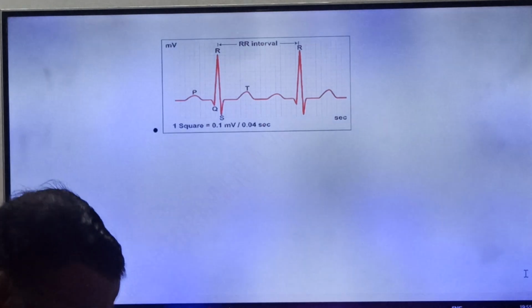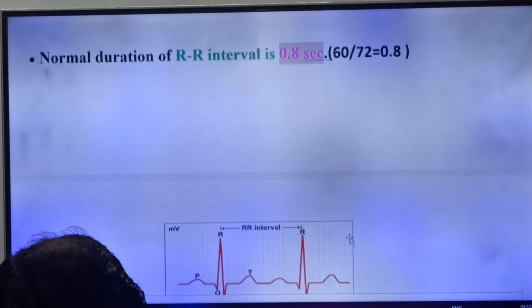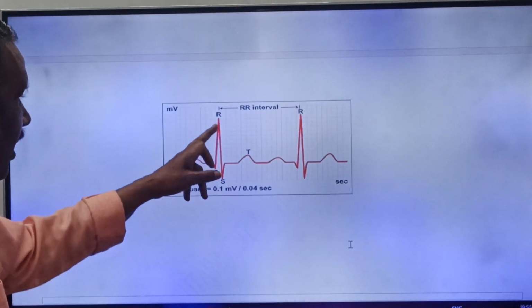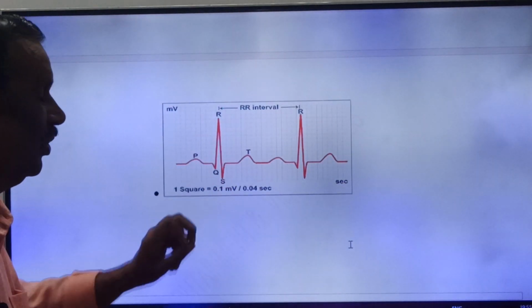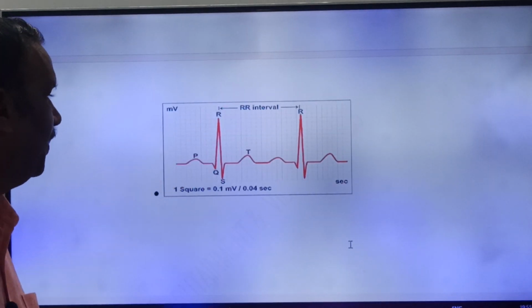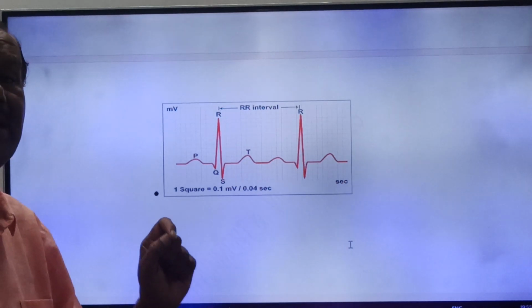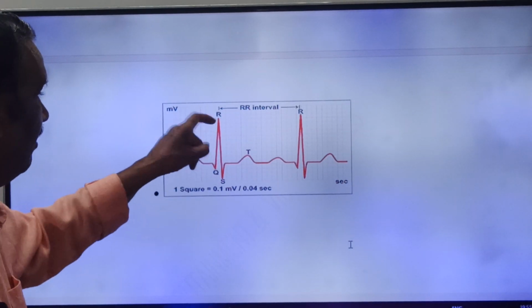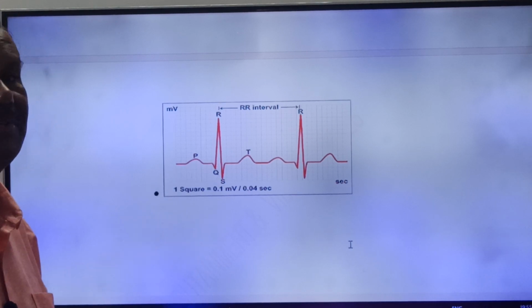So in the QRS complex, the Q wave is a downward wave, the R wave is an upward wave, and the S wave is a downward wave. So the Q wave is a negative wave, the R wave is a positive wave, the S wave is a negative wave.